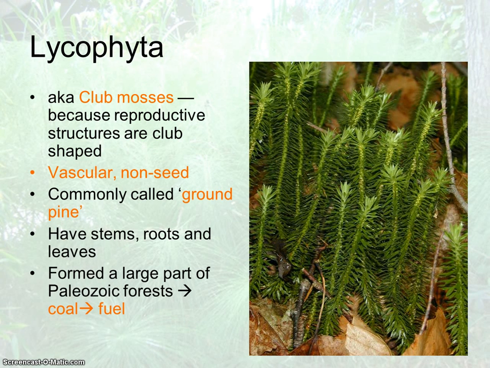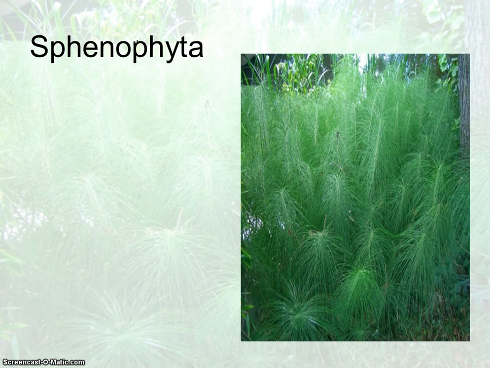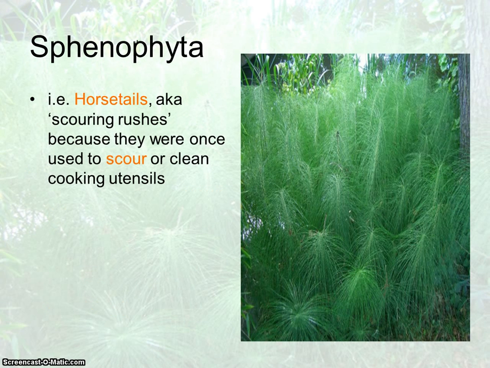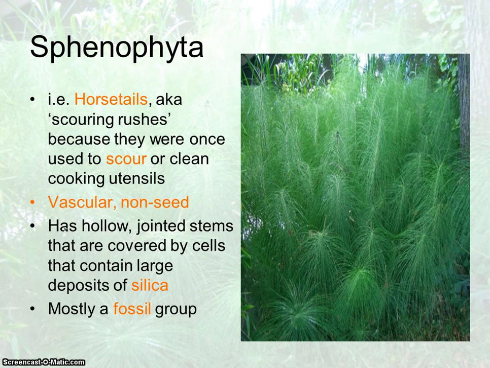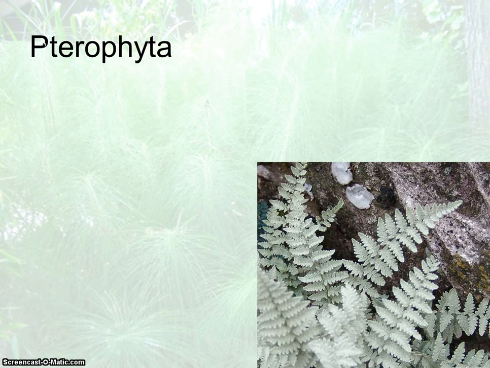So what we're looking at as we look through these is just some examples. We're starting out with the basic or rudimentary type of plants, and then we'll increase as we go to the more complex. Our Sphenophyta are horsetails, vascular non-seeds. Our Pterophytas, which are our ferns. This is our class of ferns.